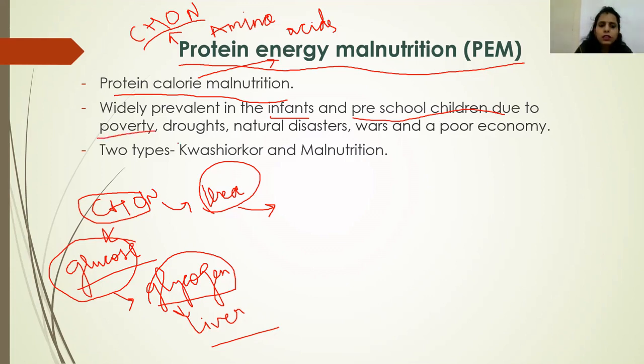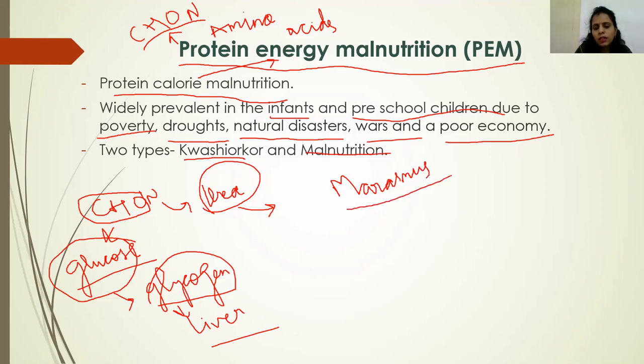Due to poverty, drought, natural disasters, wars, or maybe the poor economy of the country, a sufficient amount of food is not available to the people. Hence these kids at a younger age suffer from protein energy malnutrition. There are two types of protein energy malnutrition: Kwashiorkor and Marasmus, spelled M-A-R-A-S-M-U-S. First is Kwashiorkor and then Marasmus.